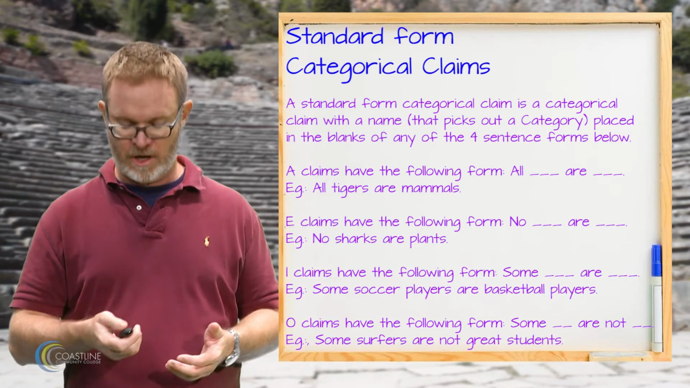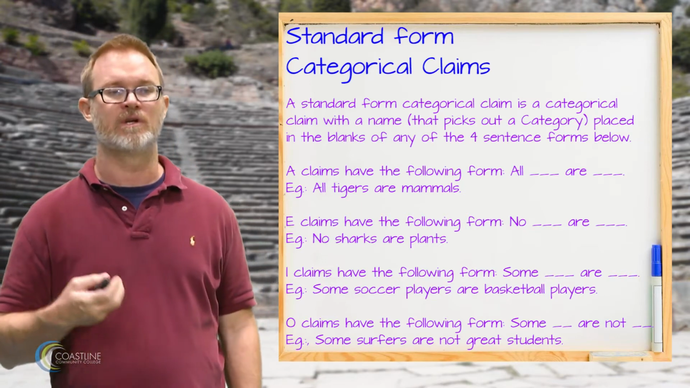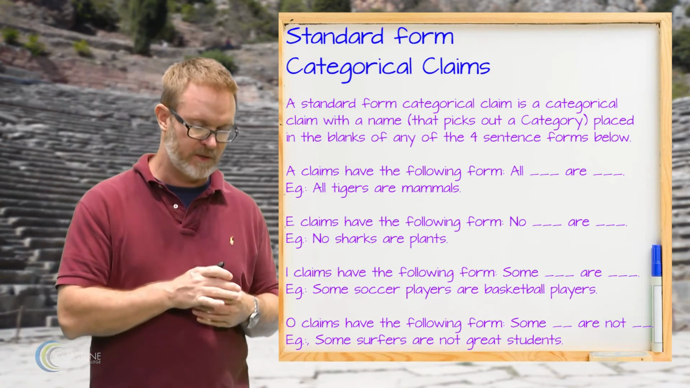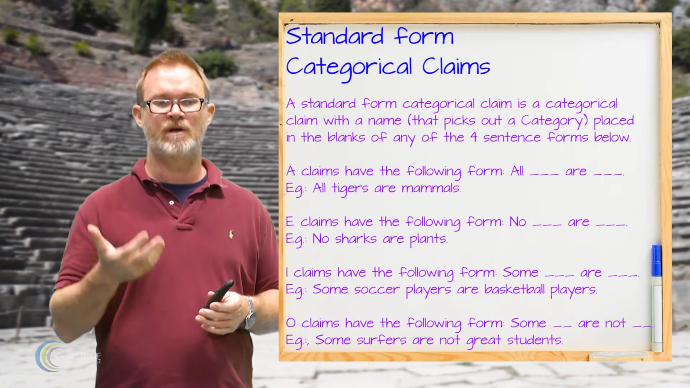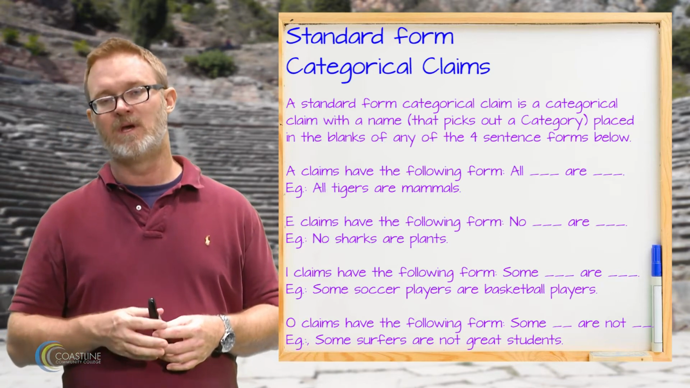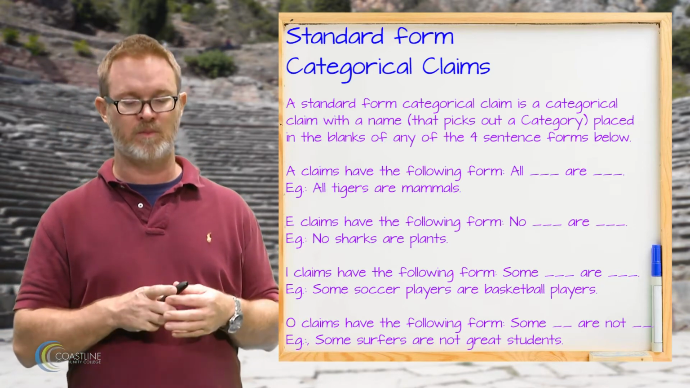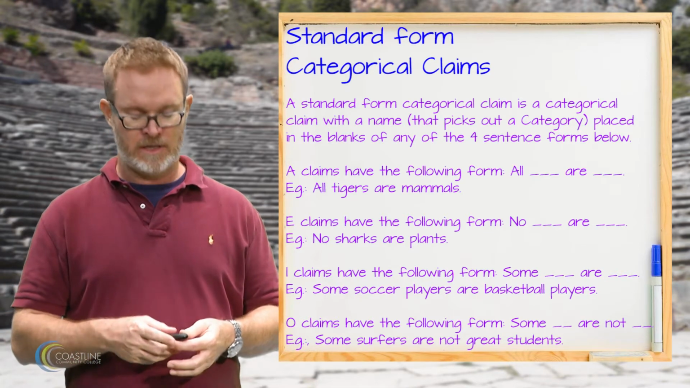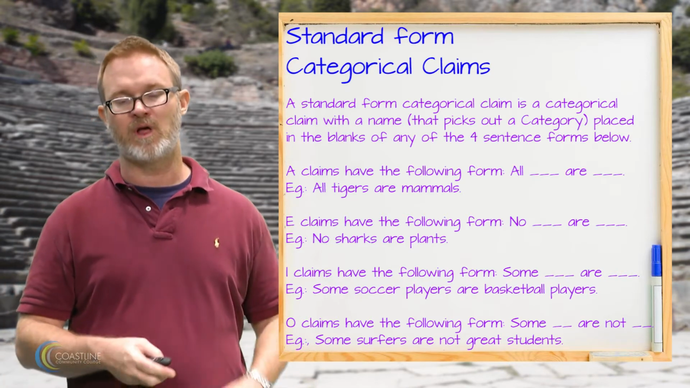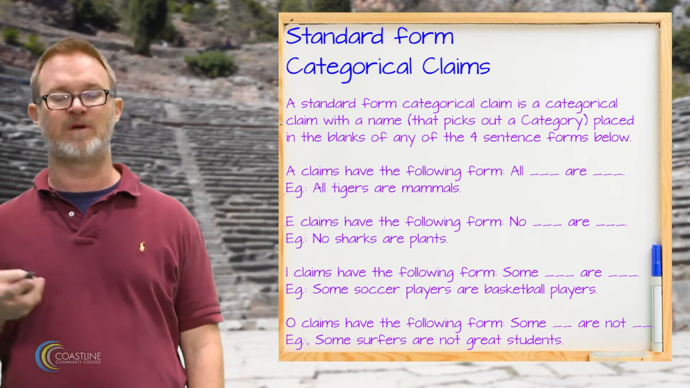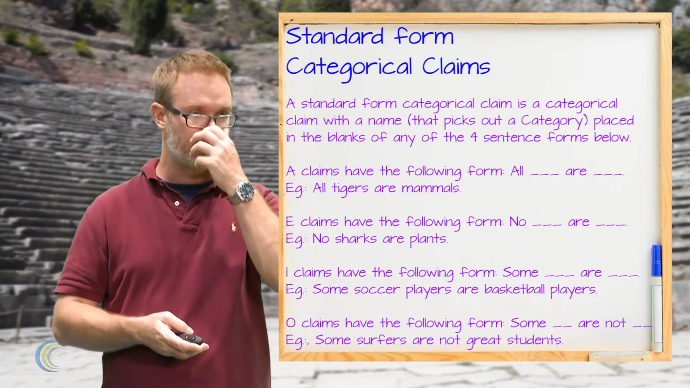So here now, we're going to have a discussion of what's called a standard form categorical claim. That's the next topic of our discussion here. And a standard form categorical claim is first and foremost a categorical claim. And if you remember back, a categorical claim is just a claim that relates two different categories, right? Now, a standard form categorical claim is a claim that does that in a very specific way. And there are four types of standard form categorical claims, right?